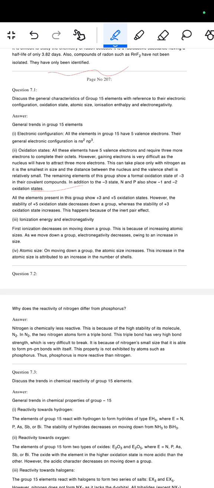However, the stability of the +5 oxidation state decreases down the group, whereas the stability of the +3 oxidation state increases. This happens because of the inert pair effect.